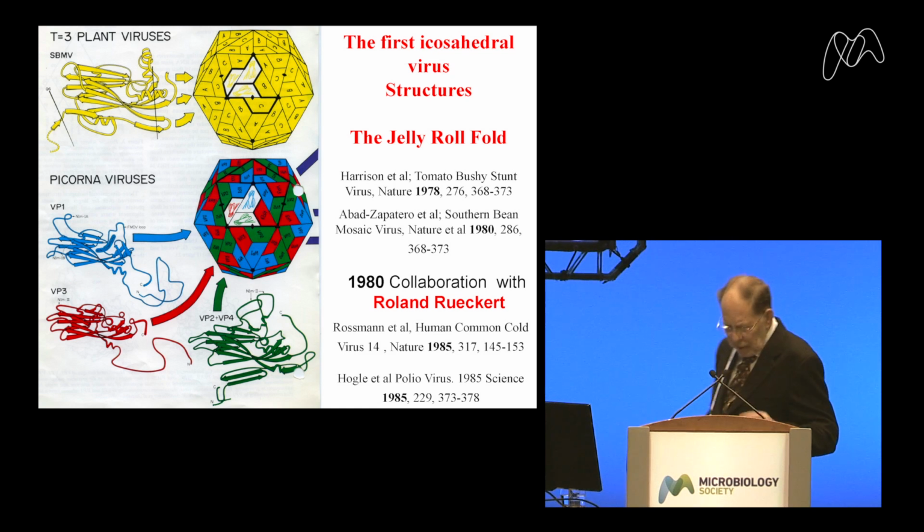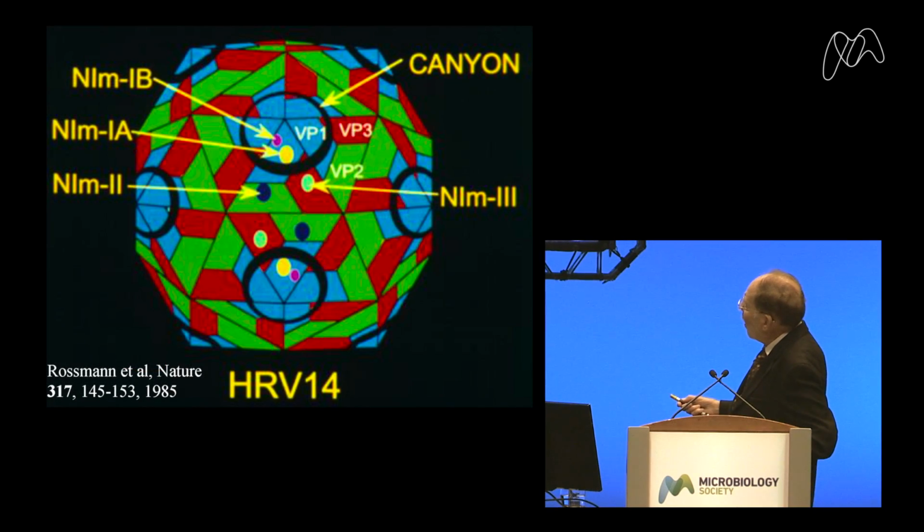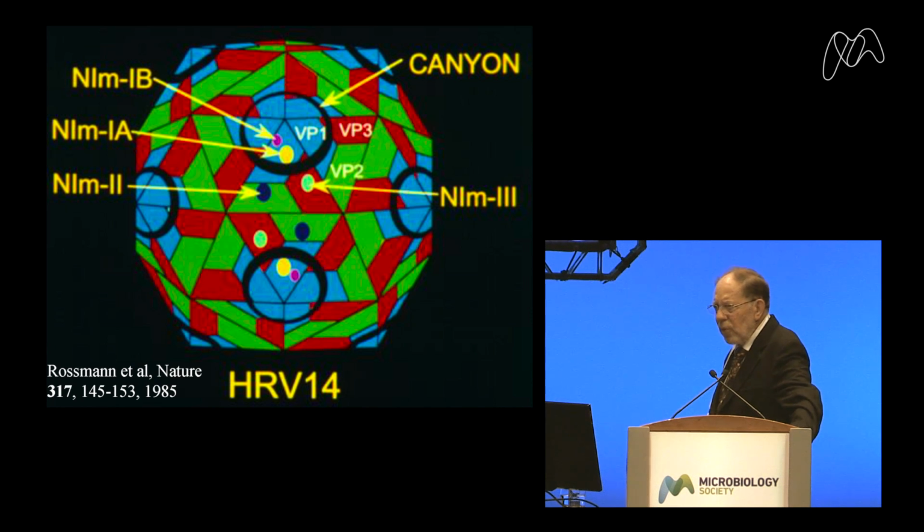And there were other very interesting things about the structure of the common cold virus, or rhinovirus, which we determined. For instance, it had a deep cleft, or we call it a canyon, around each 5-fold axis. And here we have the 3 different subunits, viral protein 1 in blue, 2 in green, and 3 in red. Working together with Roland Rueckert at the University of Wisconsin and Barbara Sherry, his student, they found the site at which they found the amino acid at which certain neutralizing antibodies bound.